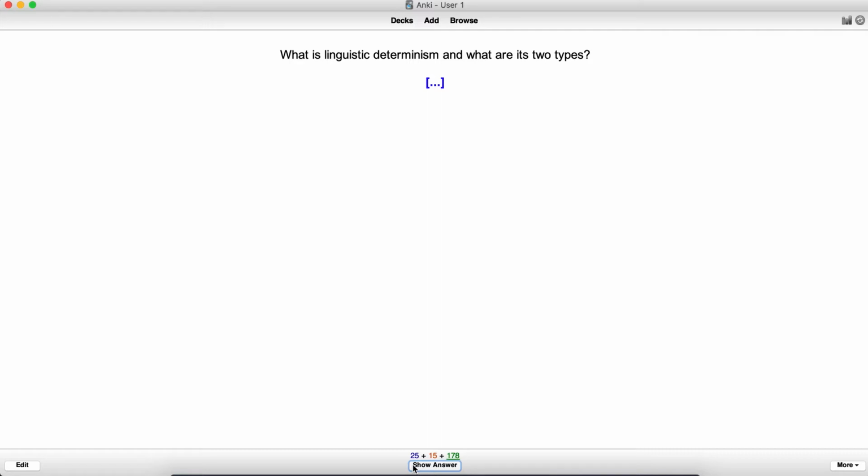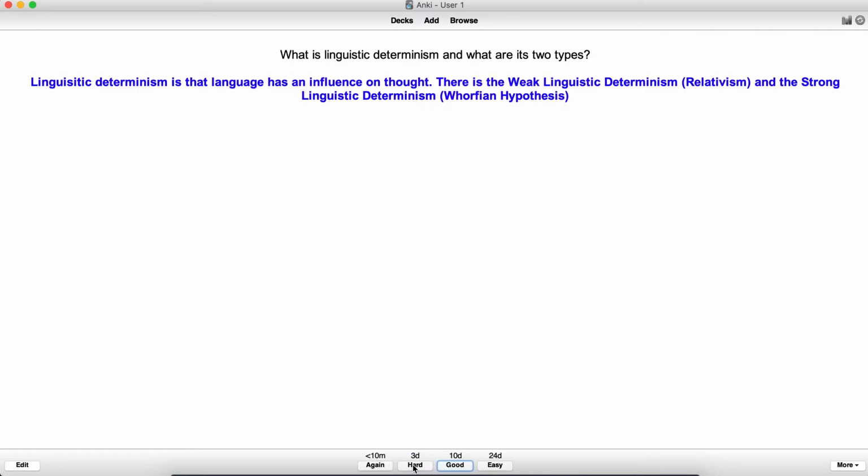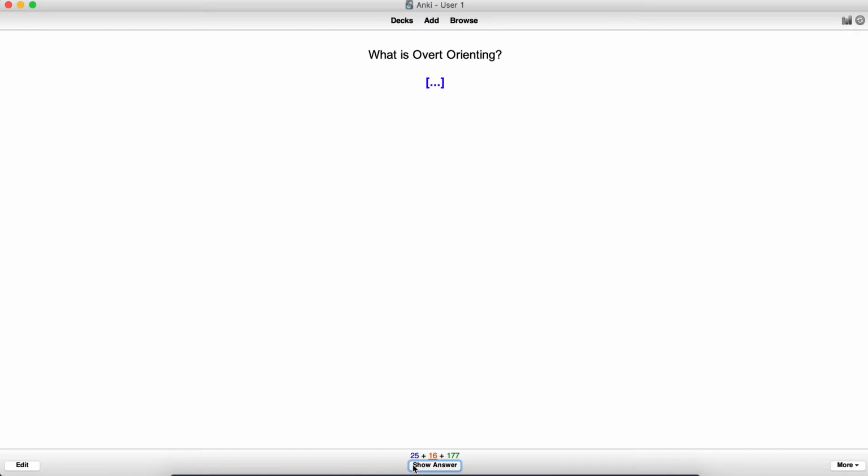What is linguistic determinism and words? Two types. There's weak linguistic determinism and strong linguistic determinism. Weak linguistic determinism just refers to the idea that language dictates thoughts. Language dictates thoughts. Right, weak, okay, relativism and the Whorfian hypotheses, which are important for remembering.